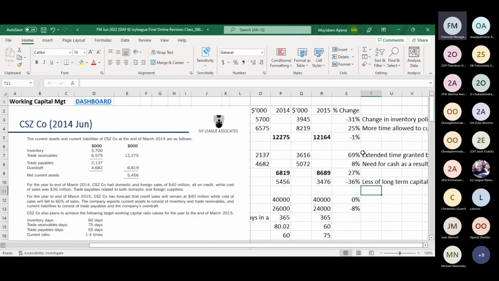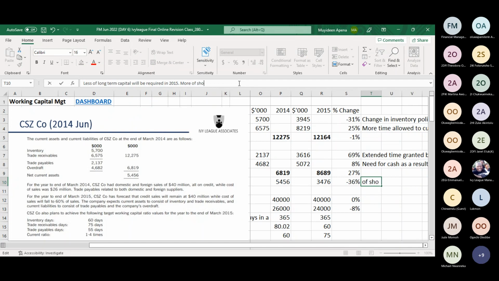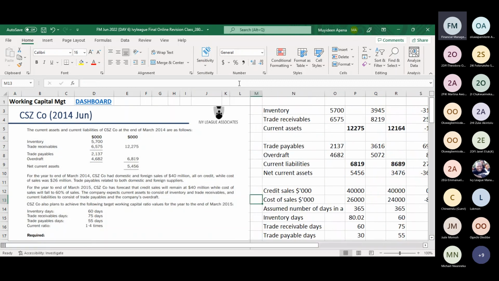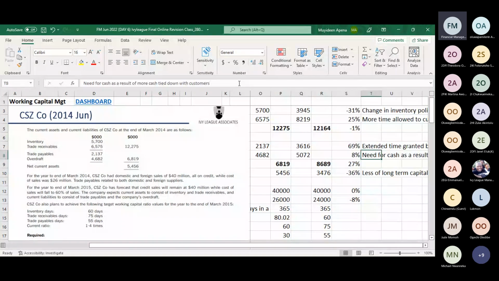In 2015, less long-term capital will be required. So meaning more short-term, correct? Yes, sir. E.g. overdraft, which is evidenced by the increase in overdraft and payables. Can you see the analysis? It makes sense. So these are the things you have spoken about now.